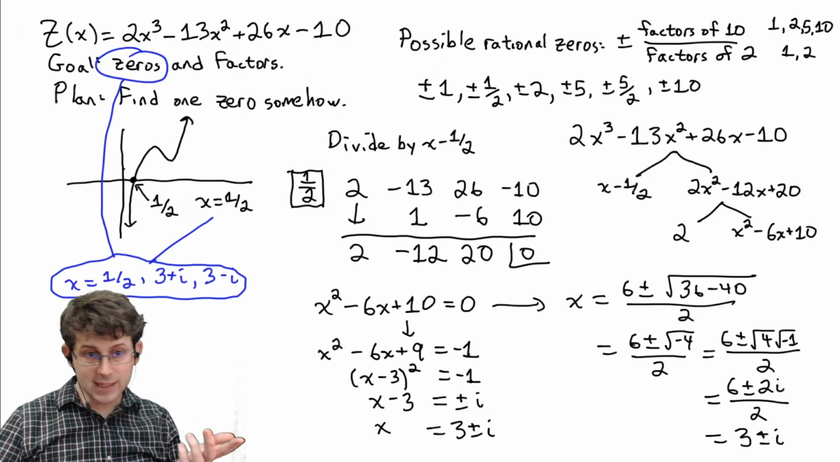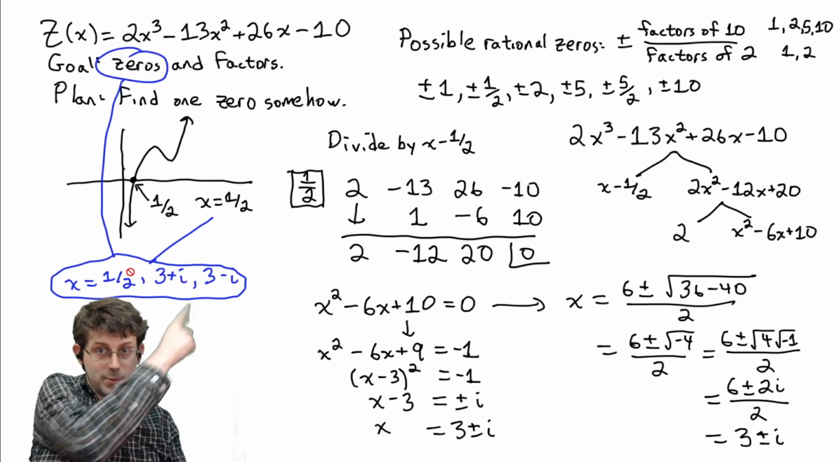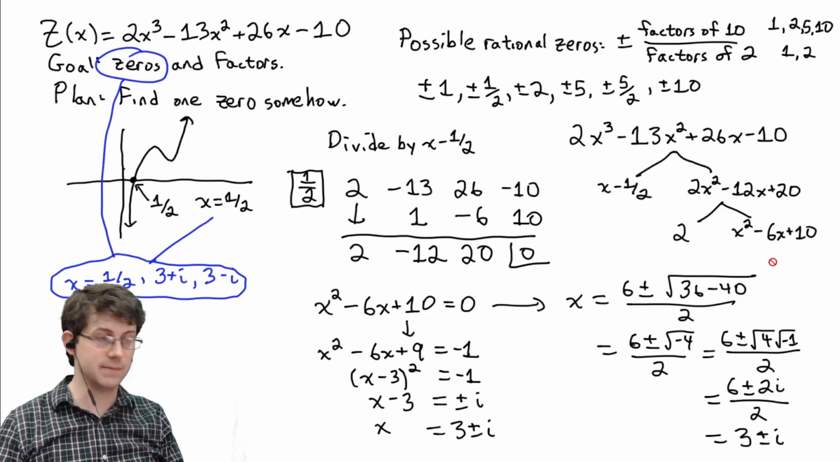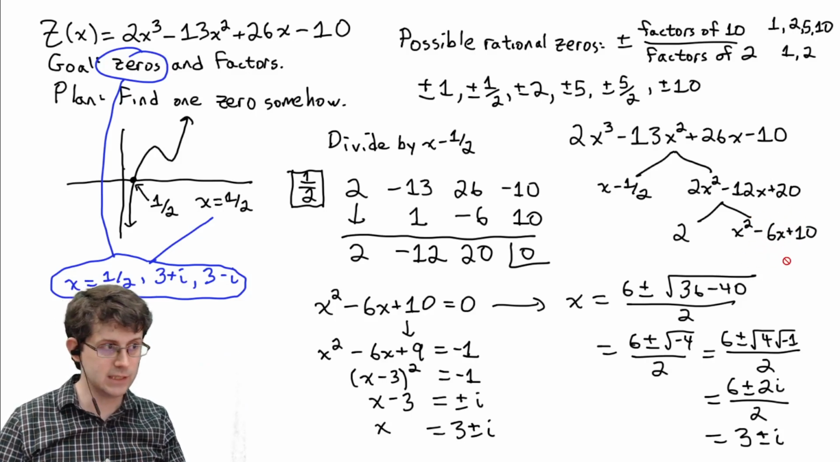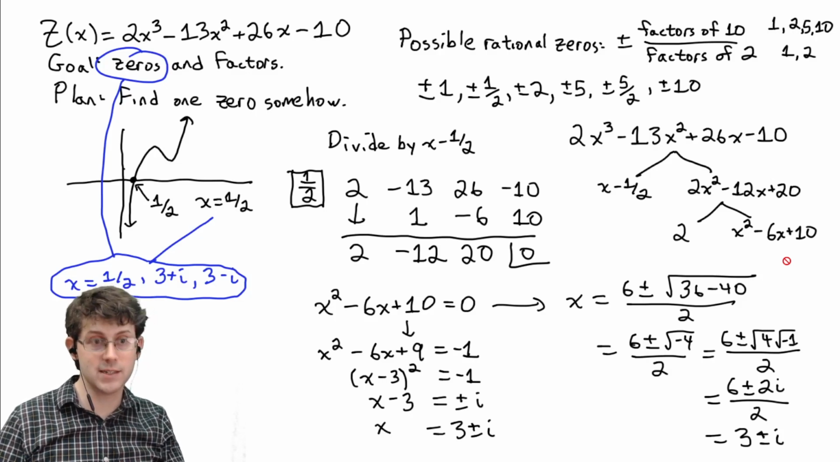If things don't go well and you can't find all the zeros on the graph, it's no big deal. Use division. Division will break things down into a smaller piece, and the smaller piece has the rest of the zeros. So hopefully that does it. In this way, you can find all the zeros and all the factors of basically any polynomial, as long as it has at least one nice rational zero.